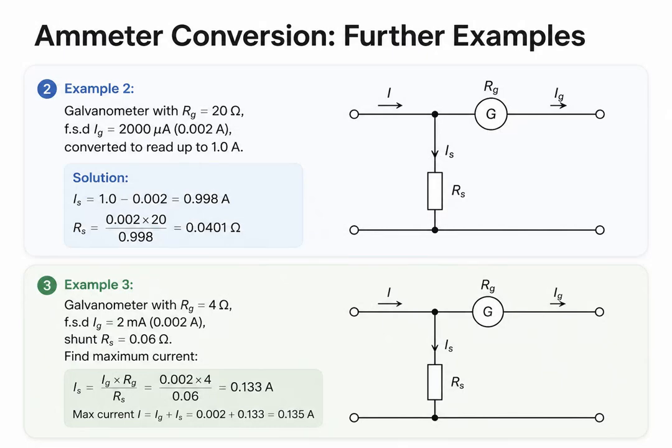Let's look at 2 more scenarios. In the second example, with a 20-ohm galvanometer and a 2 milliamp full-scale current, we calculate a shunt resistance of 0.0401 ohms to measure up to 1 amp. In the third example, we are given the shunt resistance of 0.06 ohms and need to find the maximum measurable current. By calculating the shunt current first, we find the total measurable current is 0.135 amps.